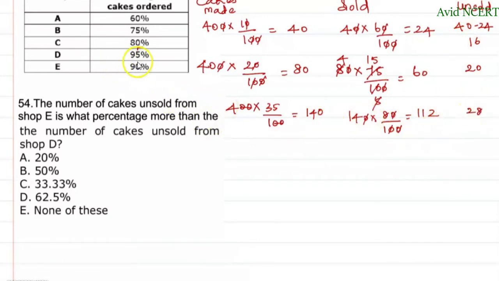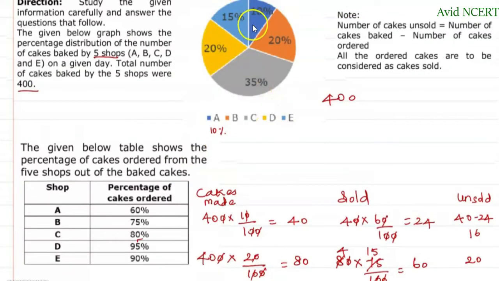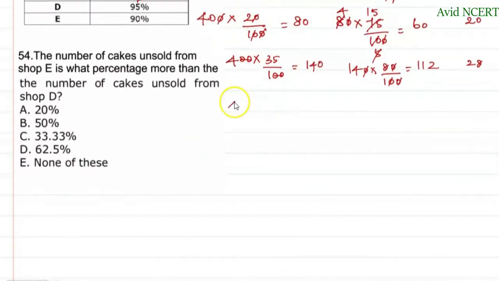And now for shop D, which is 20%. They made 20% of cakes out of this 400. You can also find it like this: 10% of it is 40, so 20% is 80. Or you can also divide by 5, which is 80. So there are multiple methods to find the percentage value.